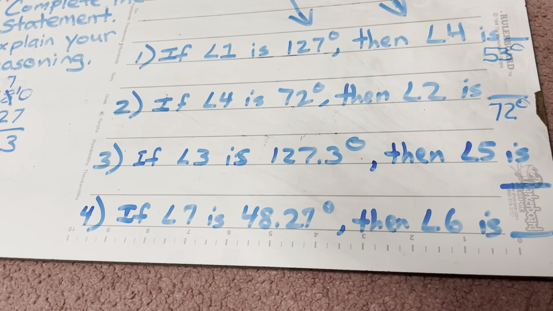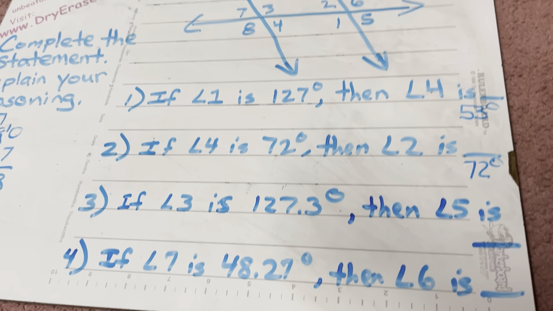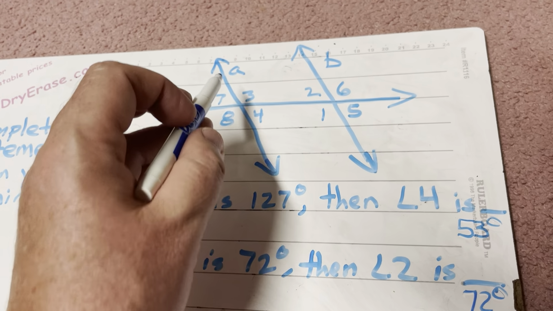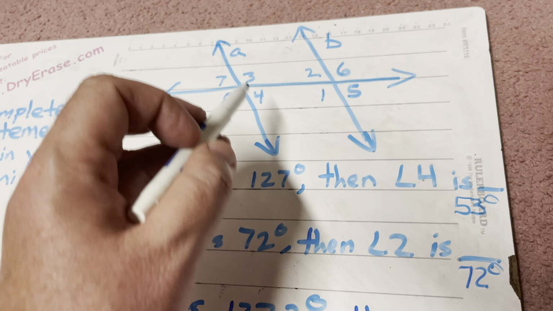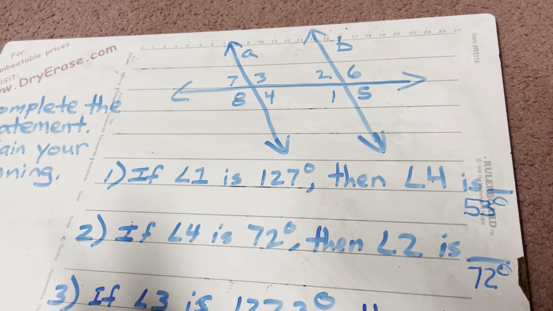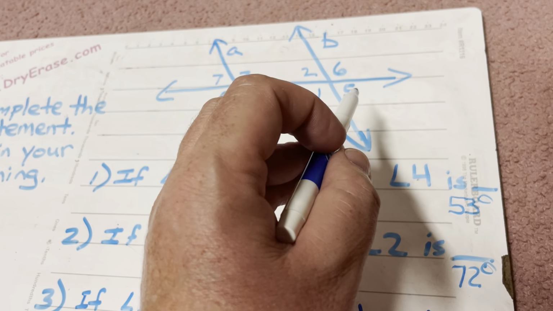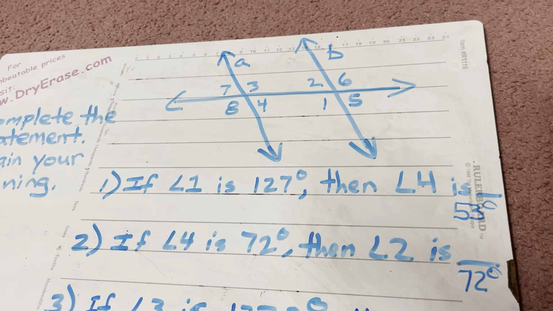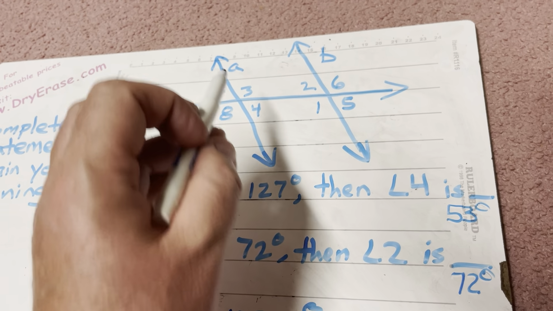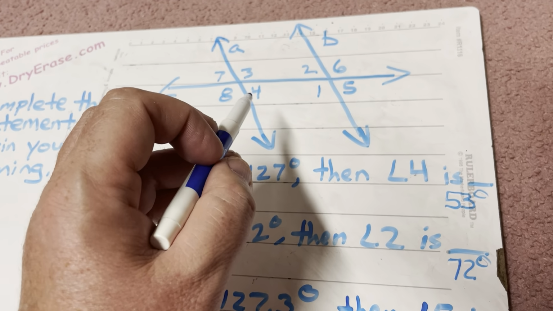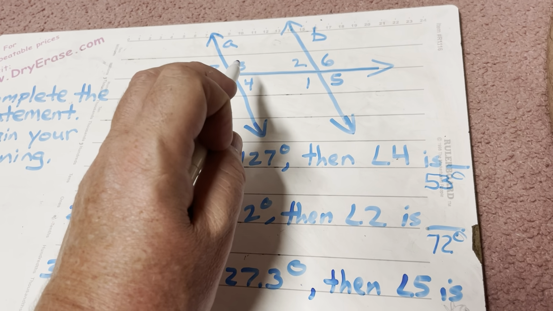Not hard. If angle 3 is 127 and 3/10, 127.3 degrees, then angle 5 is blank. So angle 3 is 127.3 degrees. And so I know that angle 3 is adjacent to, that means next to, angle 4, which means they combine to be 180. And 4 is what we match up with 5. It corresponds with 5. So I know, since 5 is the acute angle and 3 is the obtuse angle, that to find 4, I would have to take 180 minus 127.3, and that would give me the measurement of angle 4, because that's adjacent to angle 3.